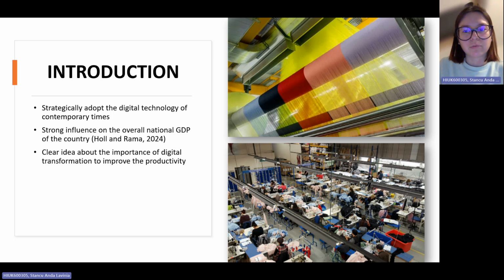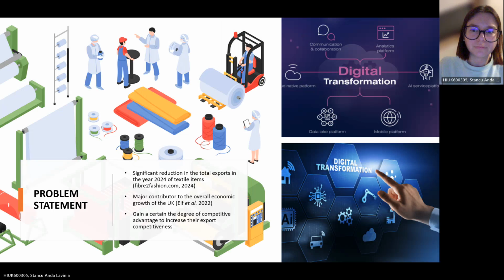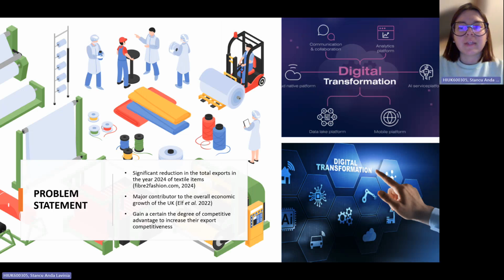The current study will provide a clear idea about the importance of digital transformation to improve the productivity of SMEs in the UK textile industry in the modern world of a highly competitive business environment. The main problem that has been identified is that there is a significant reduction in the total exports of textile items in the year 2024 in comparison to that of 2021 and 2022.